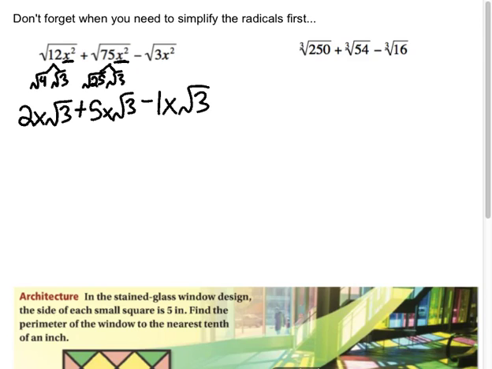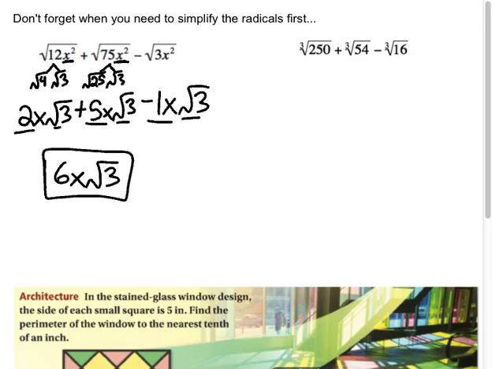Now, let's look at what we can do. All my radicals are the same, so it means I can actually add and subtract these together. So I have 2x plus 5x, which is 7x, minus 1x, so I have 6x. And then again, remember that square root of 3 doesn't change. Okay, square root of 3 just stays as is.